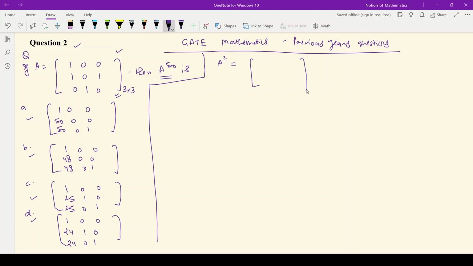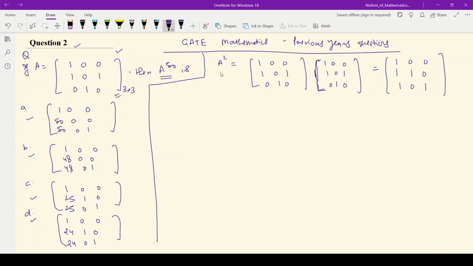A square means, as we know, A into A, that is 1 0 0, 1 0 1, 0 1 0, and again the same matrix in multiplication, 1 0 0, 1 0 1, 0 1 0. If we multiply these matrices, the product will be 1 0 0, 1 1 0, and 1 0 1.